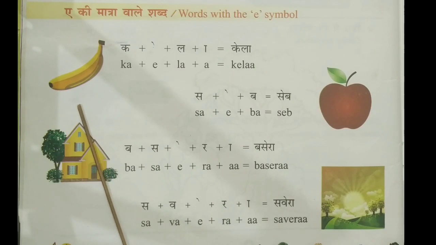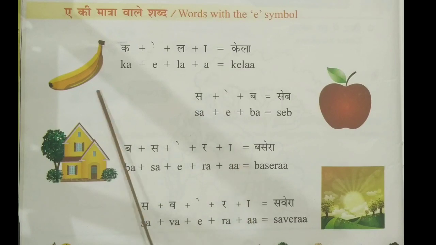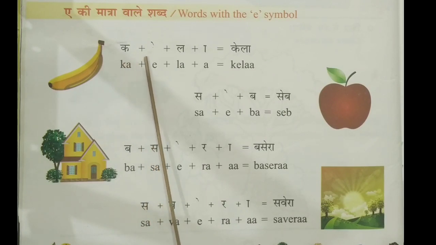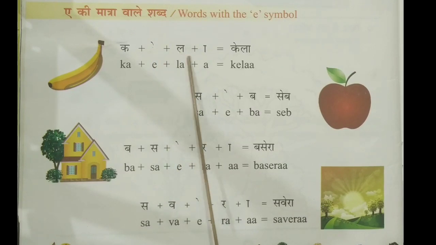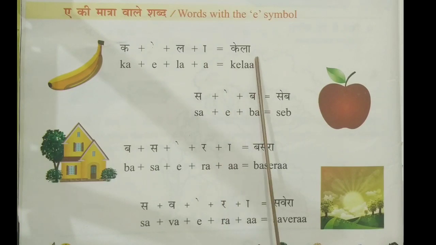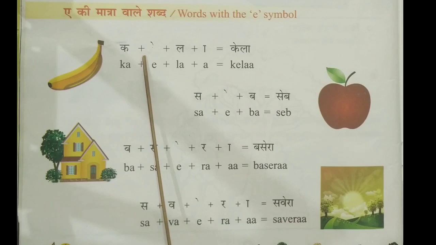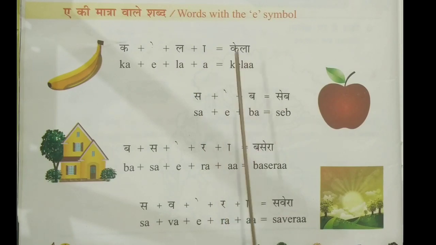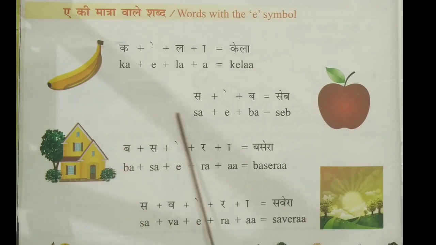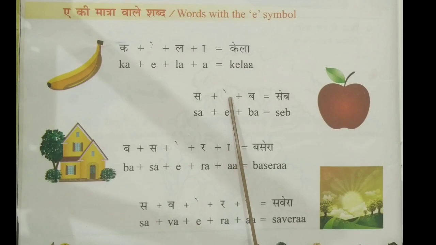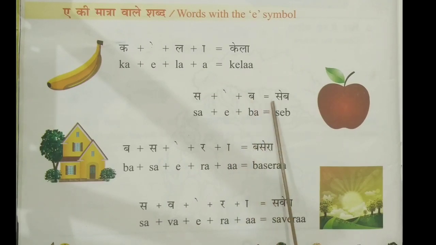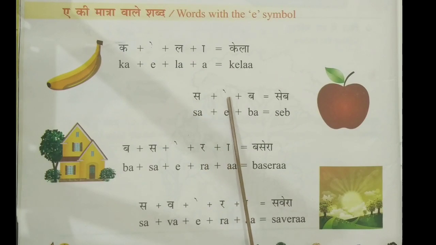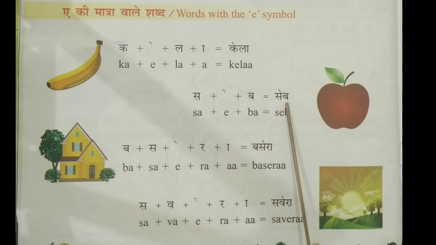Very good. Now let us see how to read it. Read after me loudly. Okay. Ka adik e adik la adik a, kela. Banana. Read next one. Sa adik e adik ba, seb. Apple.